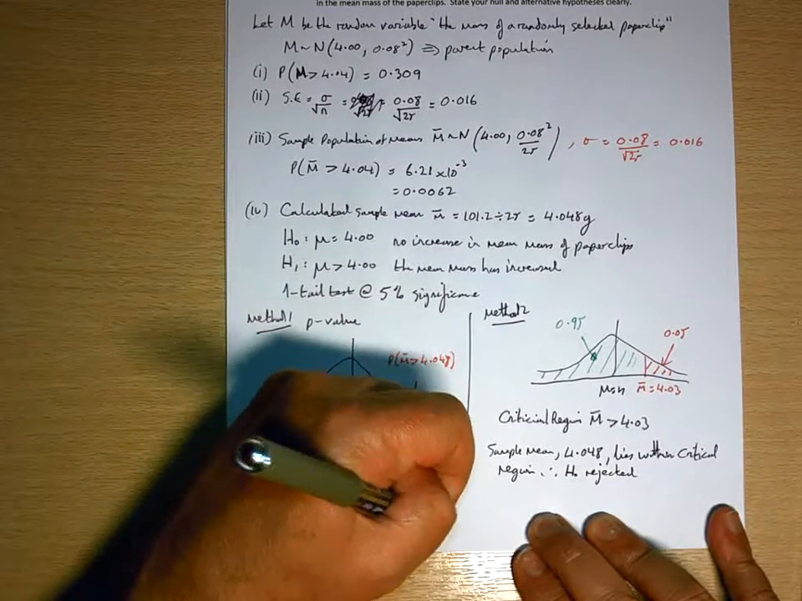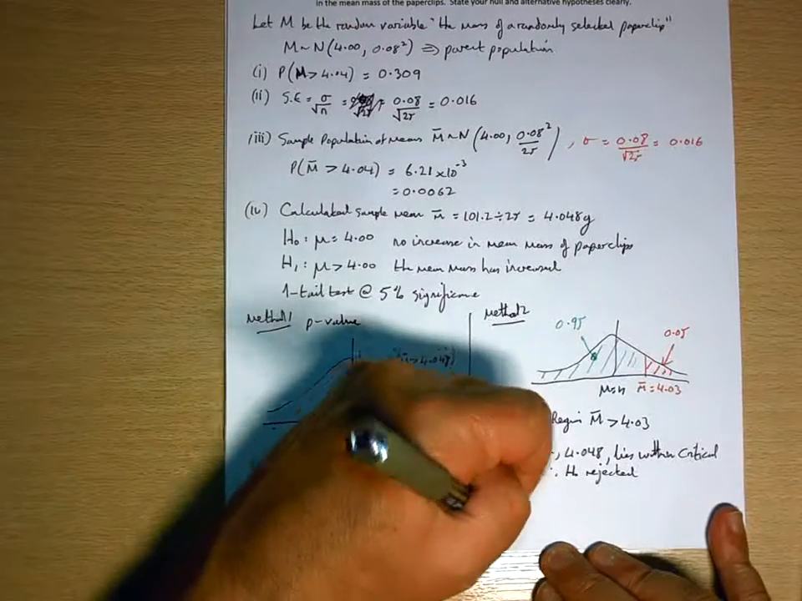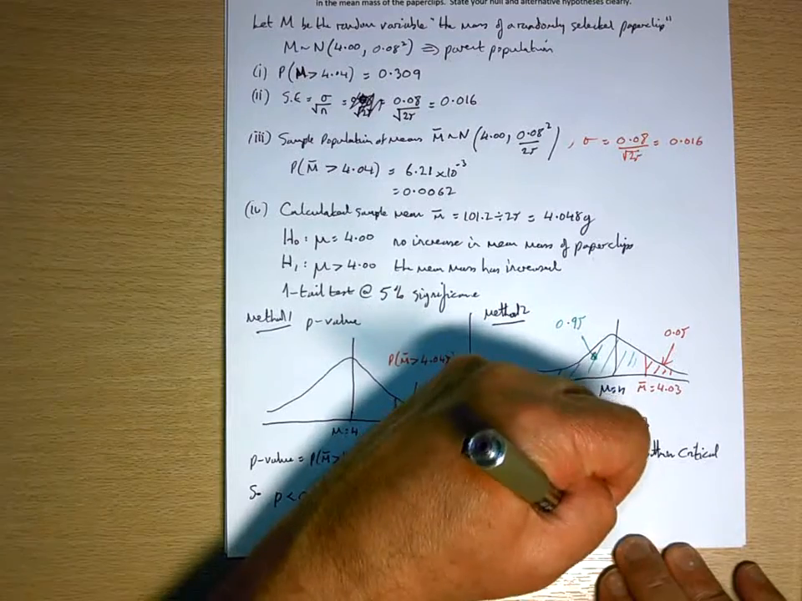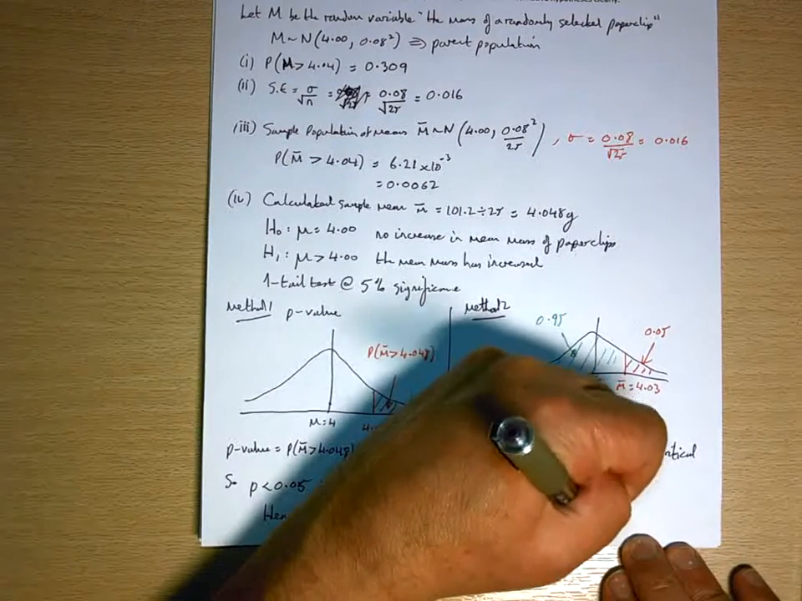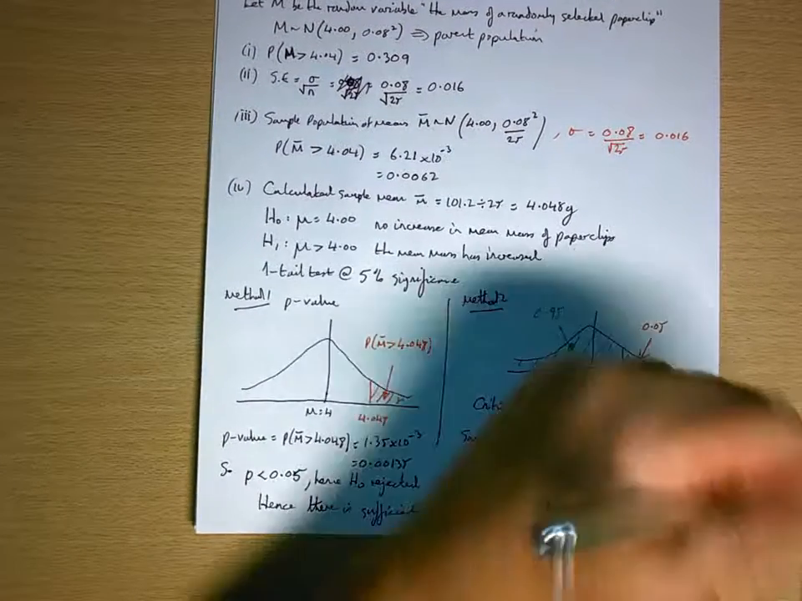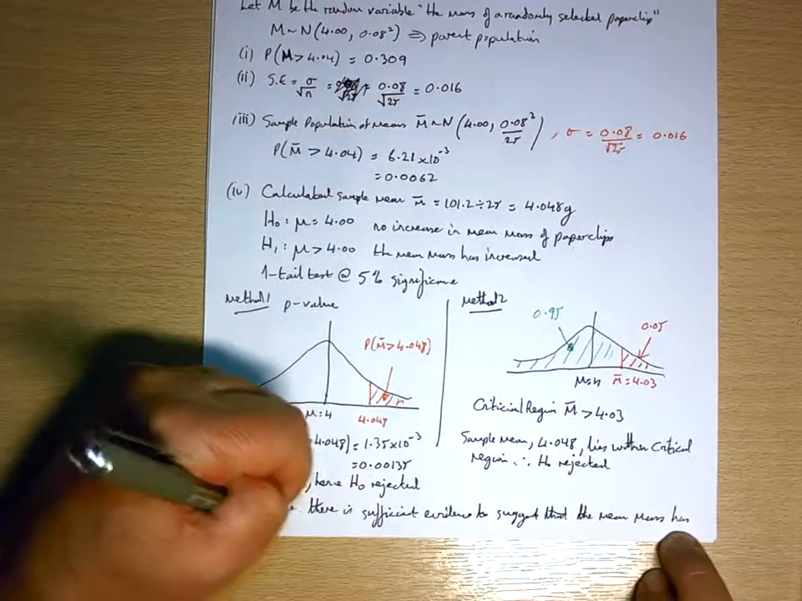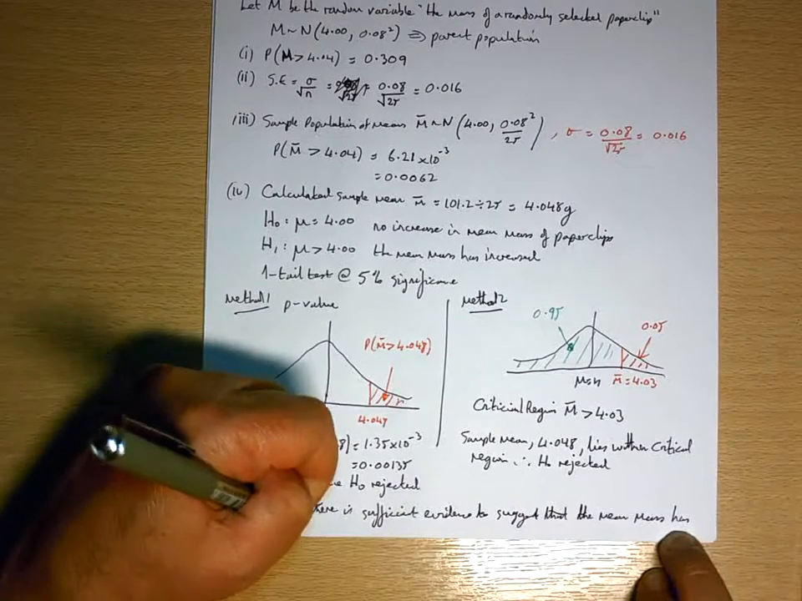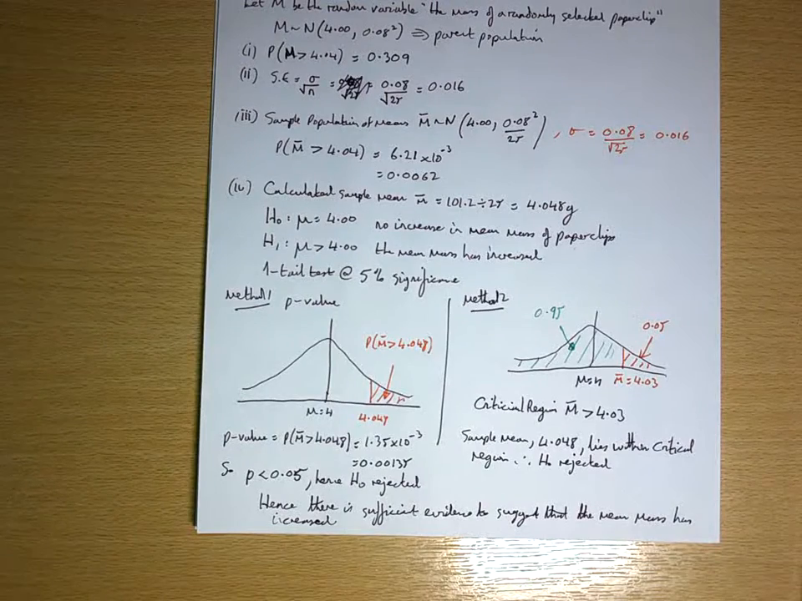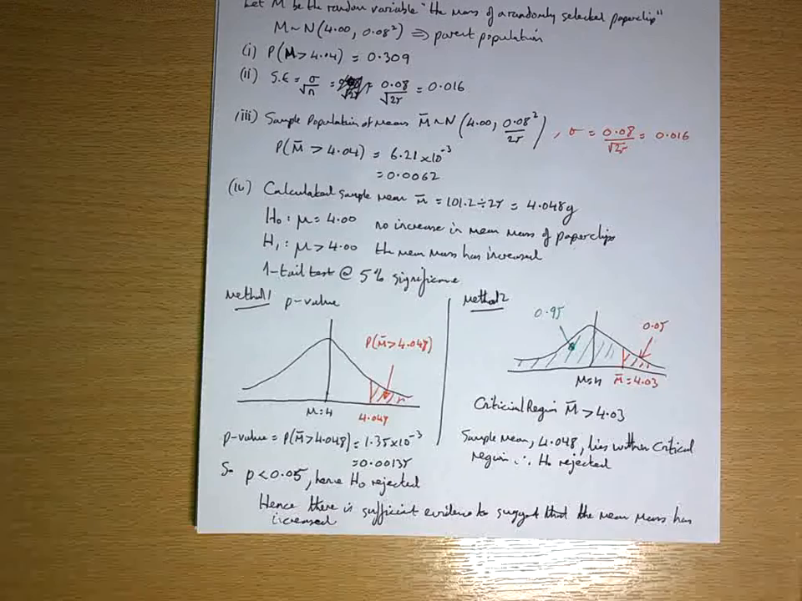And then the conclusion that we can draw from whichever method we chose is to say, hence there is sufficient evidence to suggest that the mean mass has increased. So hopefully now, 3 examples in, you're getting a feel for the quite repetitive nature of dealing with these hypothesis tests.